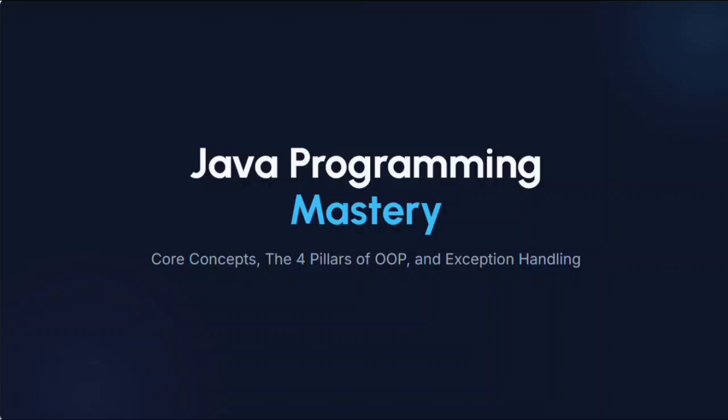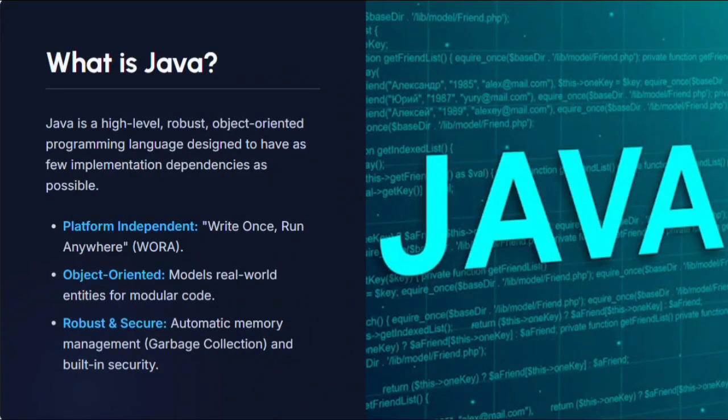Today we are going to learn about the Java programming core concepts: the four pillars of OOP and exception handling. So let's start. Firstly, we'll start with what is meant by Java. As you know, Java is a programming language.